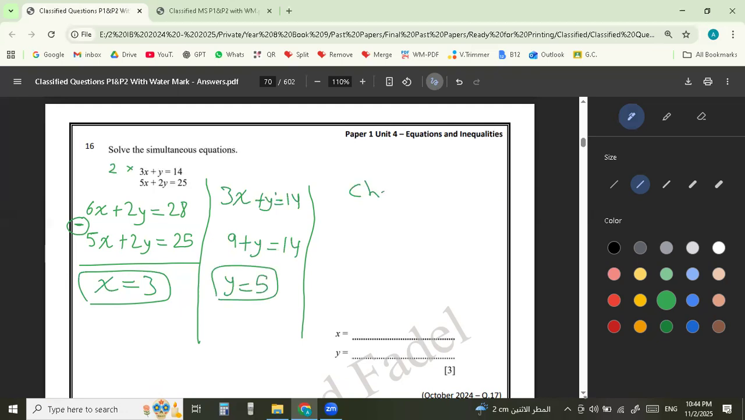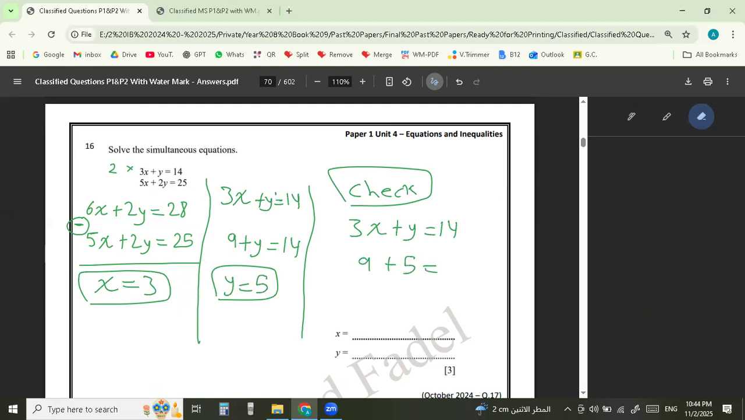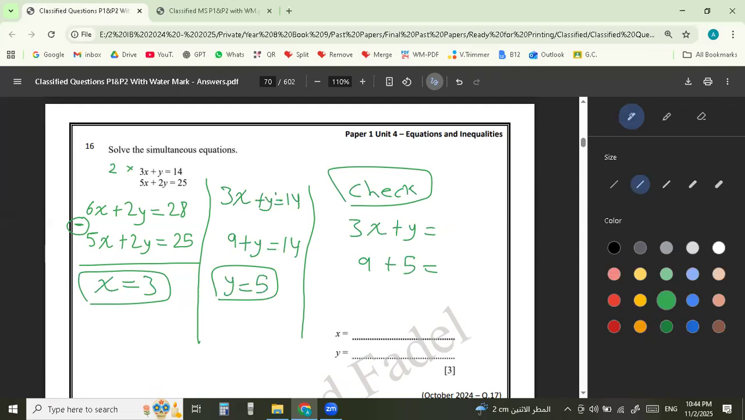Check. Then I got here 3x plus y equals 14. 3 times 3 is 9. Plus 5 equals 14. I was supposed actually to check if it is going to be equal to 14 or not. Yes, it is equal to 14. Yeah, but x is 3, well, y is 5.